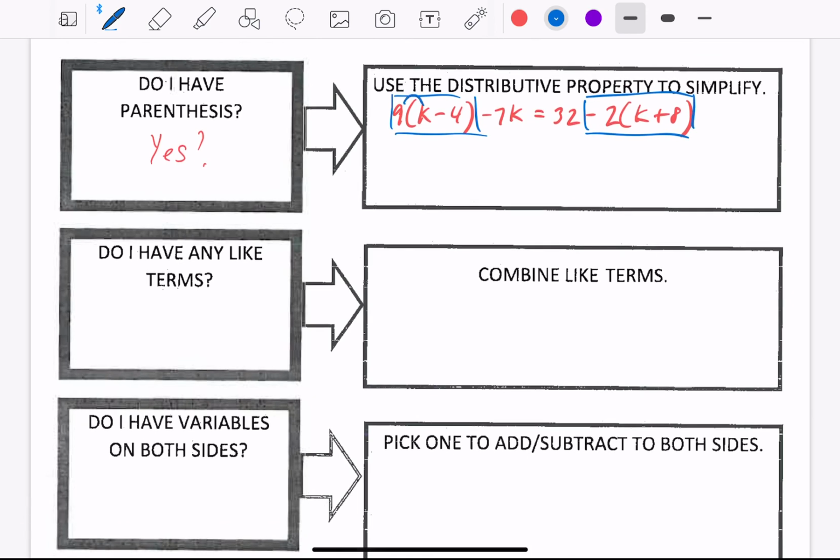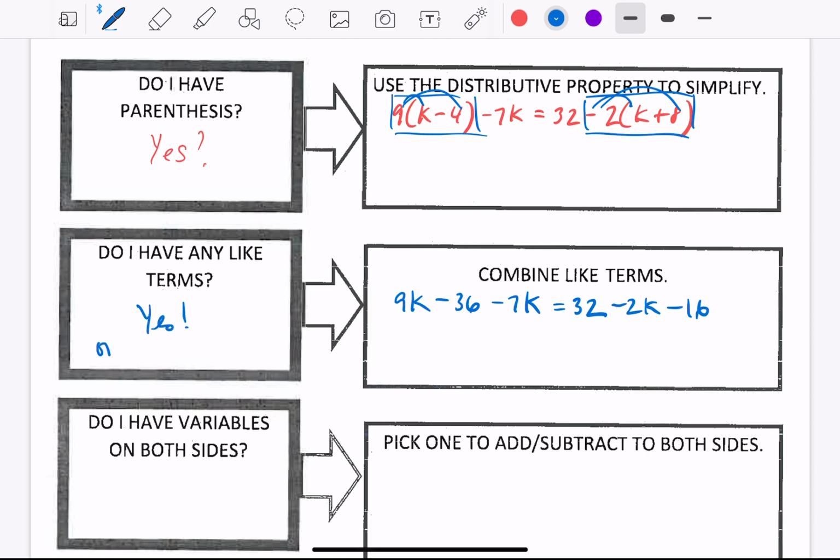So when we do 9 times k, we get 9k. 9 times minus 4 is minus 36. You just bring down the 7k that's hanging out there. Then 32 comes down because you can't do anything with it until you simplify the parentheses. And then you're going to do minus 2 times k is minus 2k, and minus 2 times 8 is minus 16.